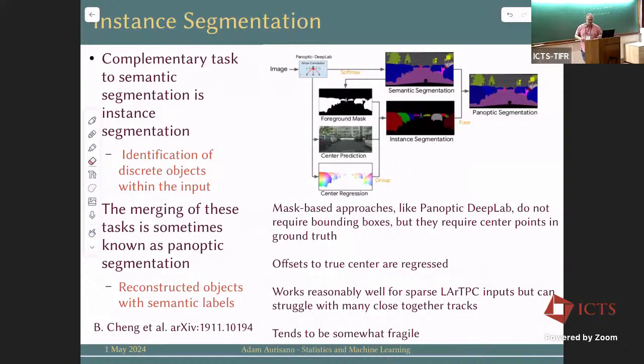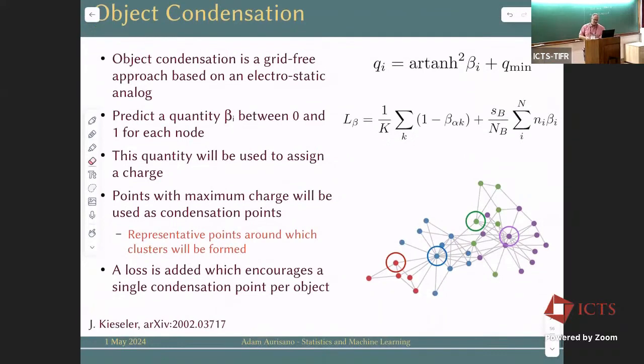So there's lots of ways to do this that use masks instead of bounding boxes and work with convolutional neural networks. They tend to work reasonably well, but they struggle with many close together tracks, and they tend to be a little bit fragile. There are also other approaches that we're exploring as well.